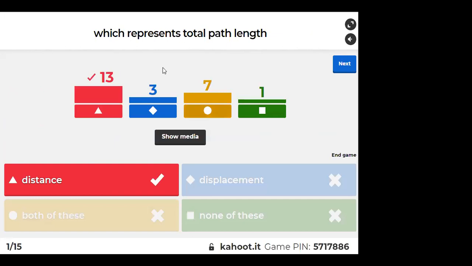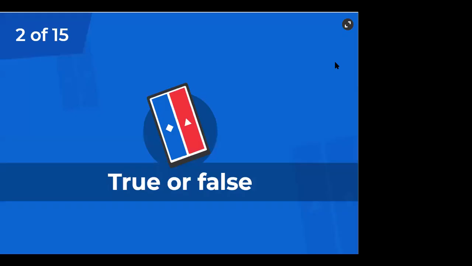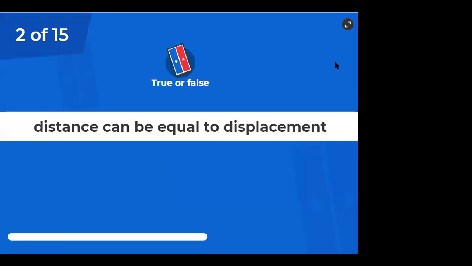Distance, no, guys. Total path length is distance, right? How can so many of you make a mistake, right? Displacement is the shortest path length, right? है ना? Yes or no? Total path length is distance. Displacement is the shortest path length. Distance can be equal to displacement.